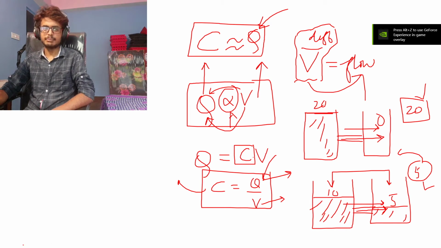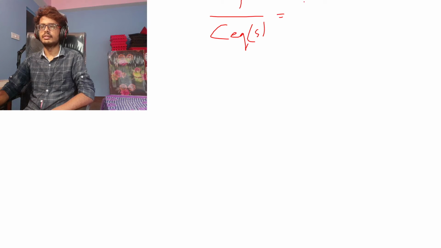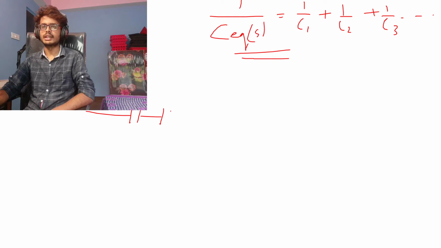Now I also did the series and parallel thing. The equivalent capacitance when it is in series will be 1 by C1 plus 1 by C2 plus 1 by C3, and so on. Series means it's one after the other, so the capacitors are one after the other. This is already done.